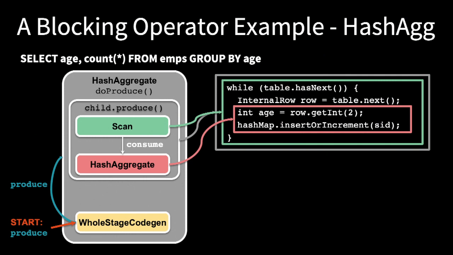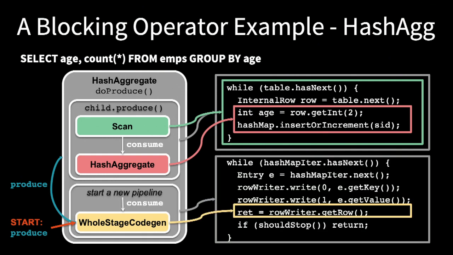In the first step, it calls the produce method of its child, scan, which generates the first loop here that goes through the input table and builds the intermediate result, which is the hash map. And in the next step, it starts a new loop that iterates through the completed hash map and calls the consume method of its parent, which is the whole stage codegen node. And then the whole stage codegen node generates the return statement.